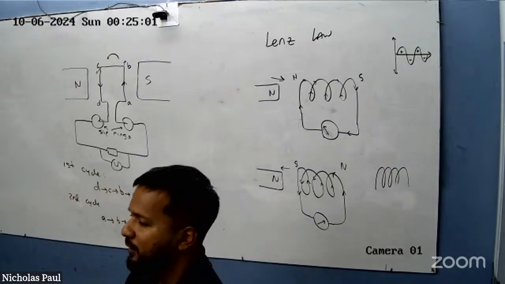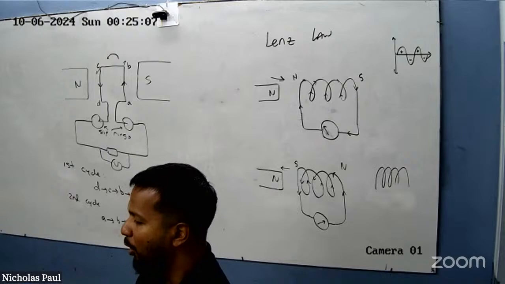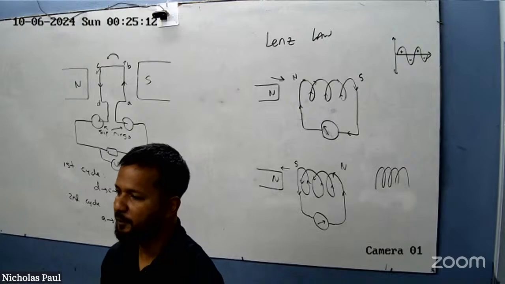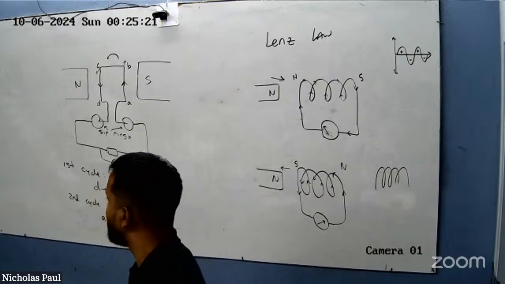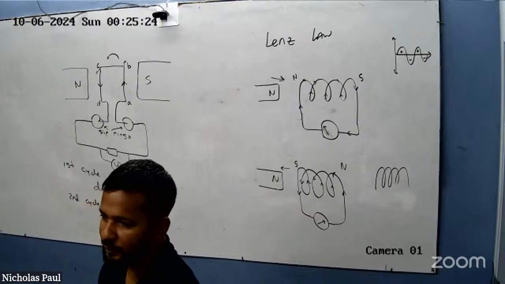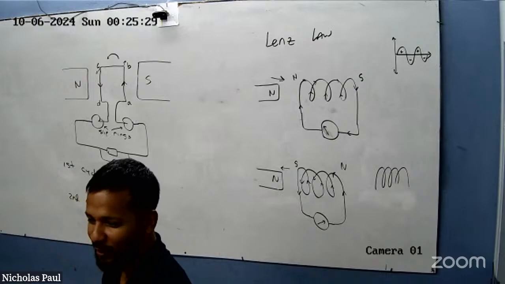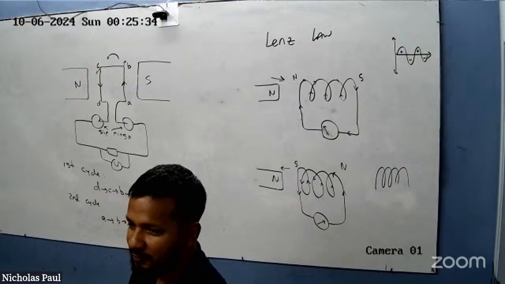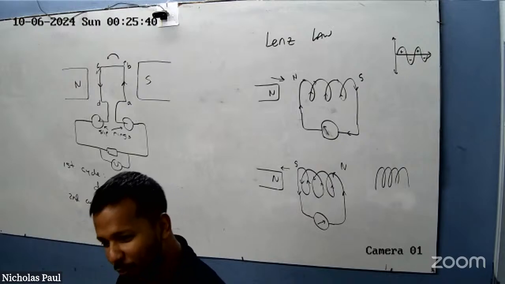To move from alternating to direct, you switch the slip rings with split rings. Take off the slip rings and put the split ring. You know what I mean?